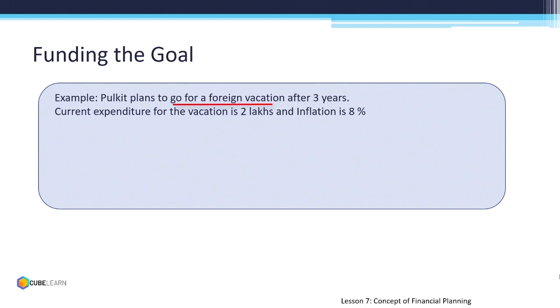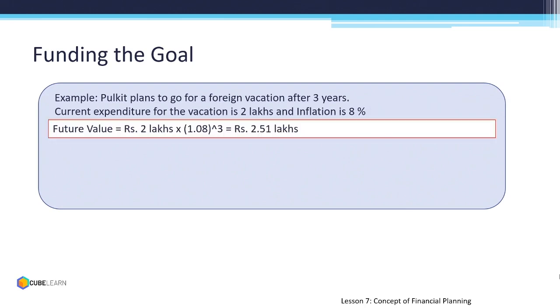He plans to go for a foreign vacation, time bound, after 3 years, and has a current value of 2 lakhs. Now with inflation at 8%, we can try and find out the future value. The future value of this goal will be 2,51,000.